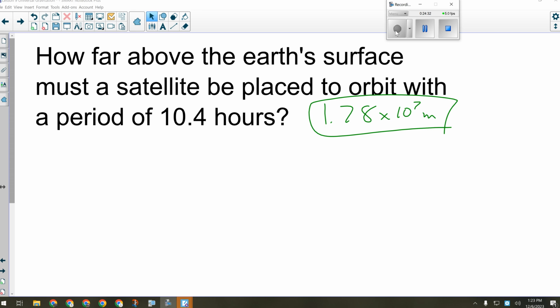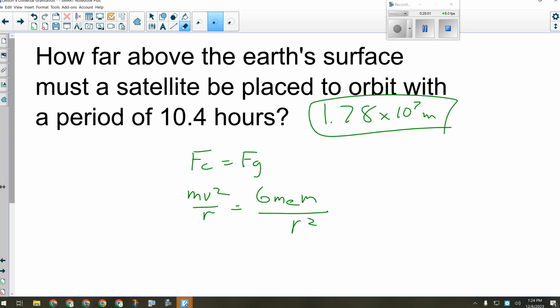It's a satellite question. How does it start? FC equals FG. Okay, when we put in those formulas, that's mv squared over r equals big G times the mass of the Earth times the mass of the satellite over r squared. I don't have v. I have period instead. So what do I have to do with this? Substitute. I've got to put in the formula for v into this formula.